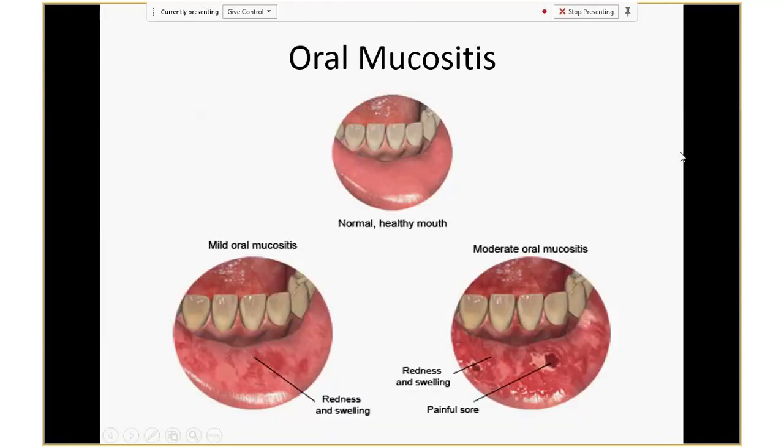Here's a picture of what you can see for breakdown in the mouth. The mucosa, of the skin is not actually intact, and it can go from mild to moderate. You can kind of see the little areas of holes right there.